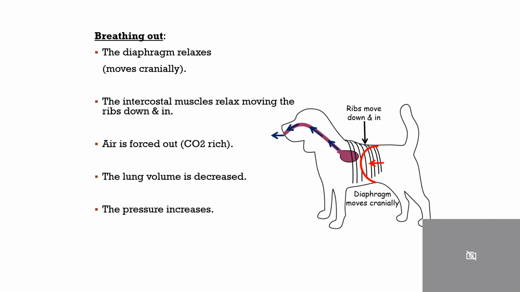Breathing out. The diaphragm relaxes. It moves cranially. The intercostal muscles relax, moving the ribs down and in. Air that is carbon dioxide rich is forced out. The lung volume is decreased and the pressure increases.